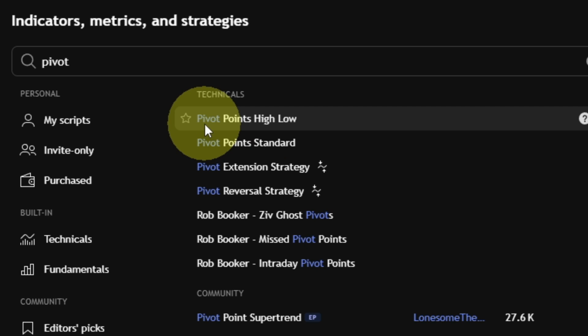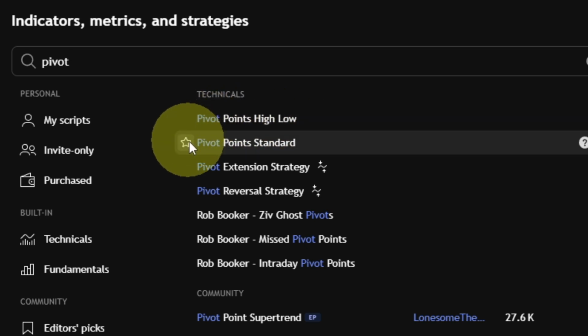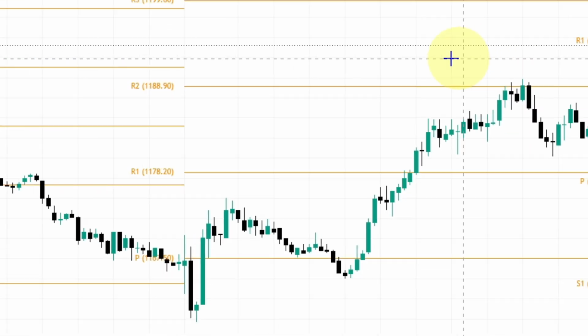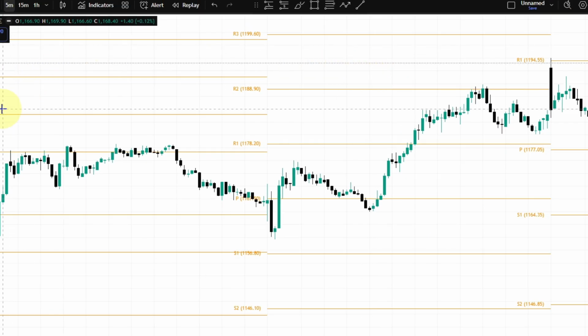Don't choose this option, pivot points high low. We will select the second option, pivot points standard. Click on it and close it. After closing, we can see in our chart that the pivot point is now plotted.